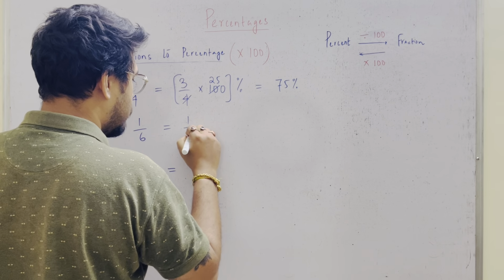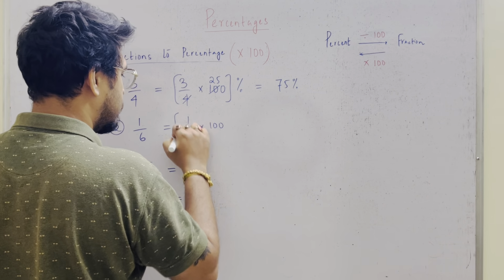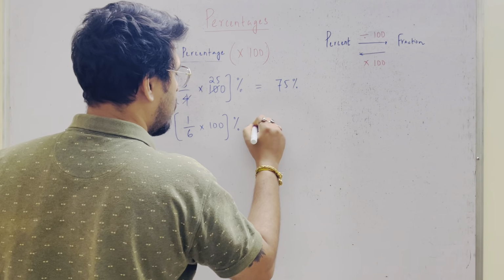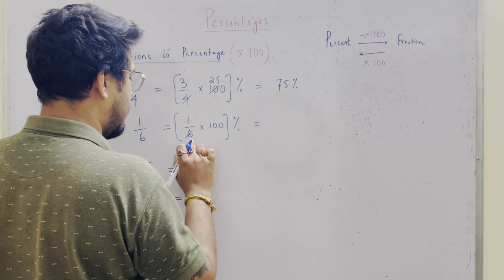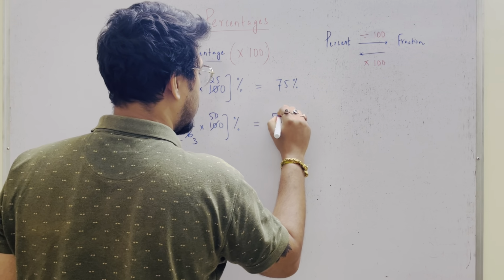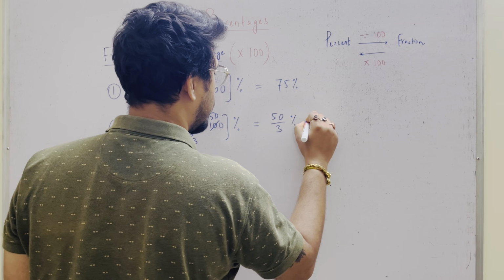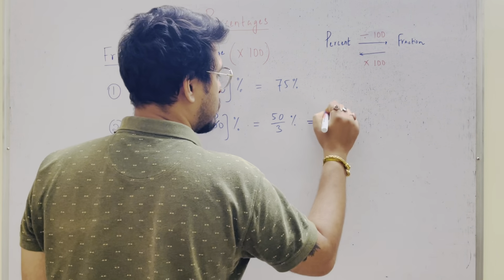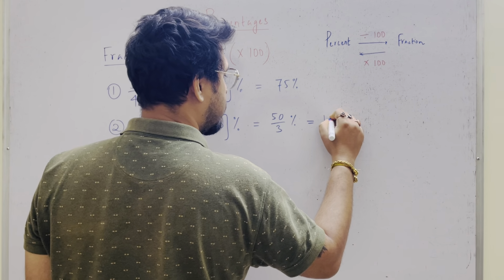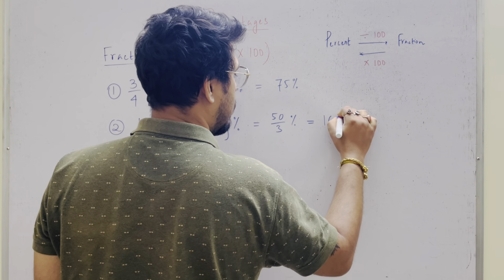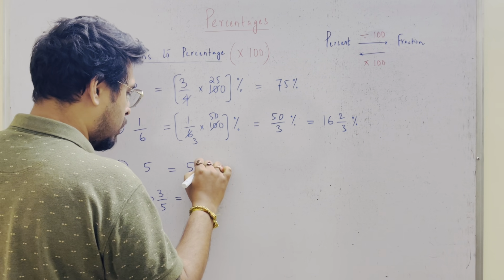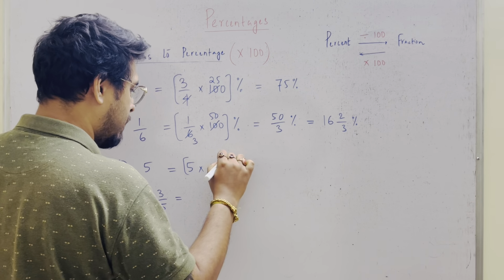Then 1/6 times 100, and as soon as we do that, it becomes a percentage. Now 6 is 2 times 3, and 100 is 2 times 50. So the answer becomes 50/3%, which we can convert into a mixed fraction. 3 times 16 is 48, 50 minus 48 is 2, so it is 16 and 2/3%. This is the answer.